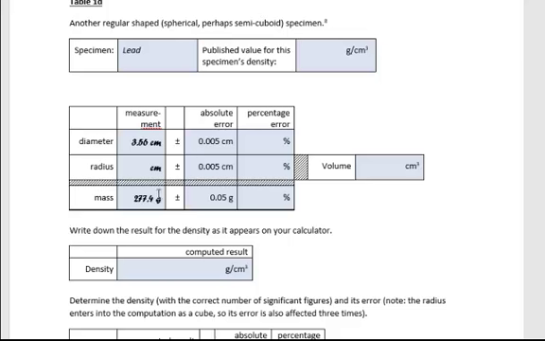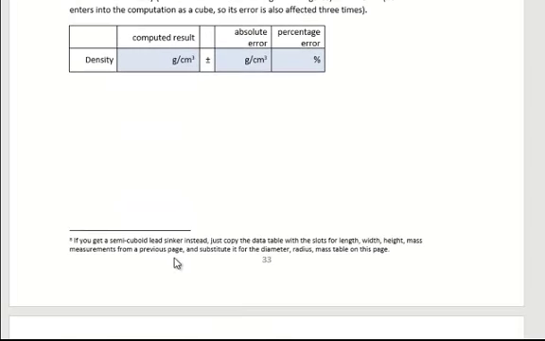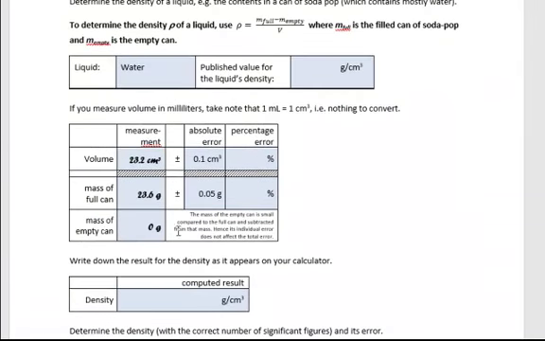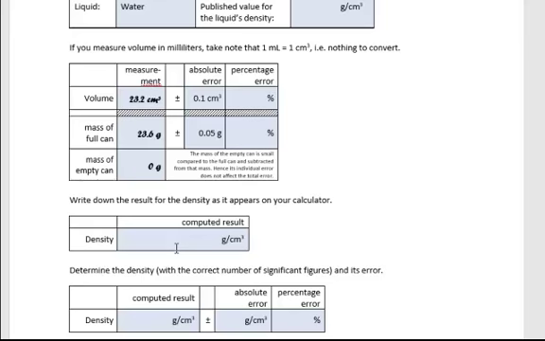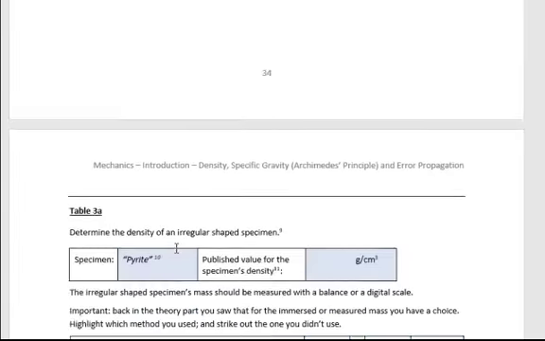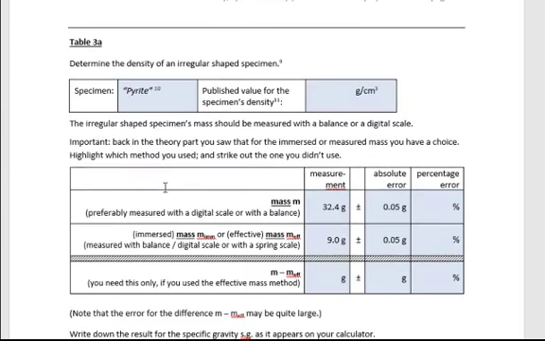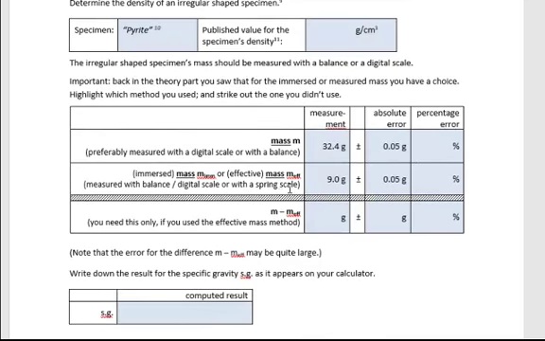Here's the lead sphere. You would have to compute the radius. Well, that simply comes out to 1.78 centimeters. And then here's the water. Notice here mass of empty can is 0 grams. You will see how I tared the balance in the video. And then here's the pirate, which is fool's gold. And here are the measurements for the mass. And remember, this is the immersed mass here.